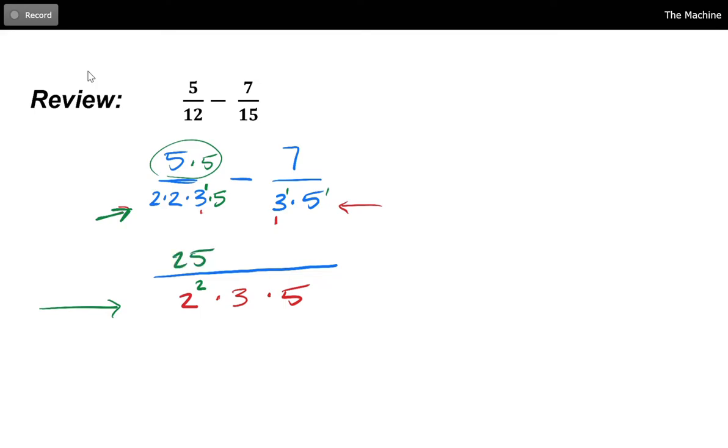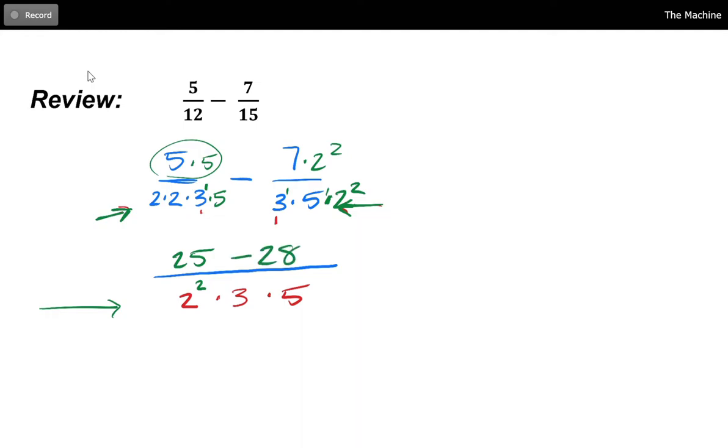Now over here on the right, what am I missing? What do I have to multiply the original denominator by to get the common denominator? Well, I have a 3 and a 5. What I'm missing is 2 squared. So if I multiply this side by 2 squared, sorry, it's a little cramped there. So times 2 squared, I get 2 squared is 4 times 7. I get my numerator part of 28.